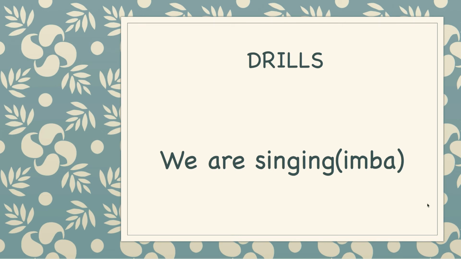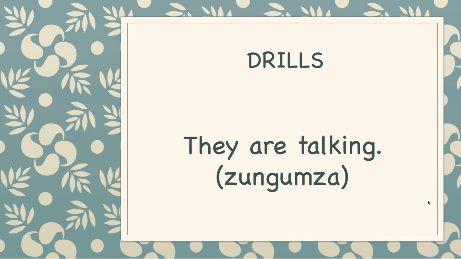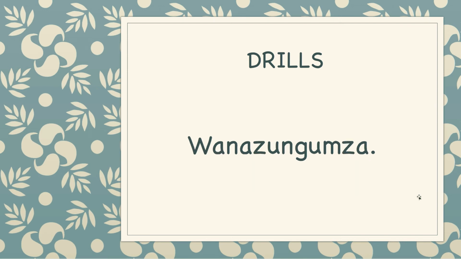We are singing. Tunaimba. Tunaimba. So tu for we, prefix, present tense, and then our verb. They are talking. Wanazungumza. So we have wa here, and then present tense, and then zungumza for the verb.